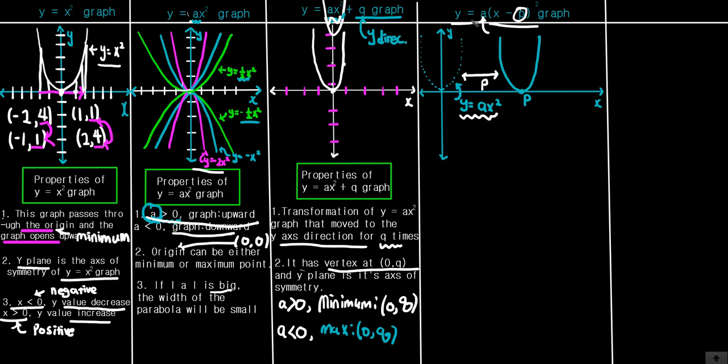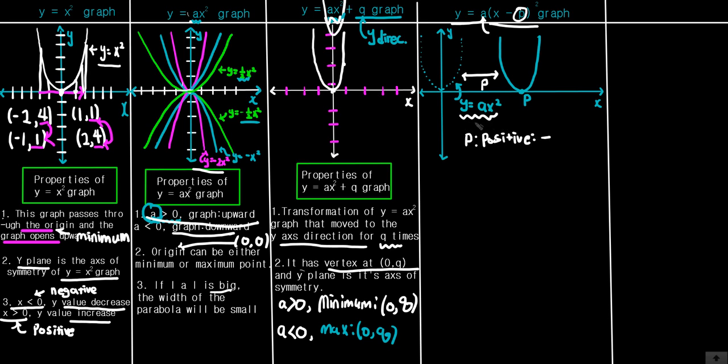So for y equals a times (x minus p) squared, and for the p, the way we write it is that if the p value is positive, we write it as negative.